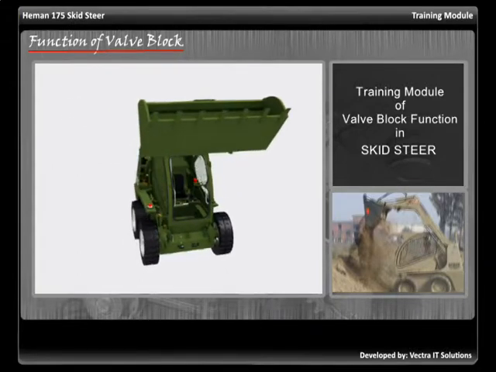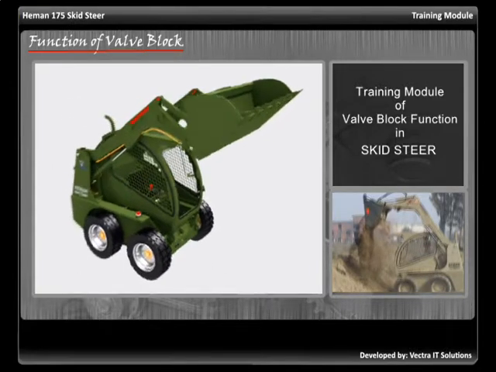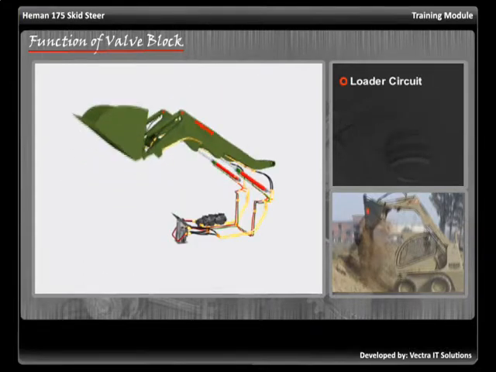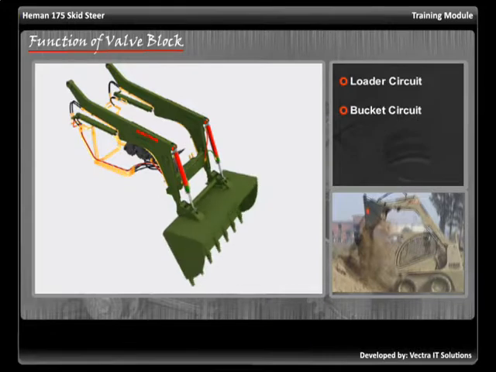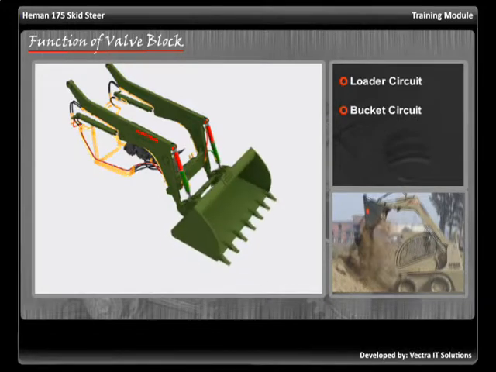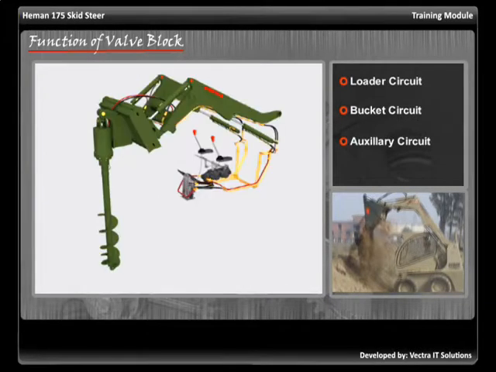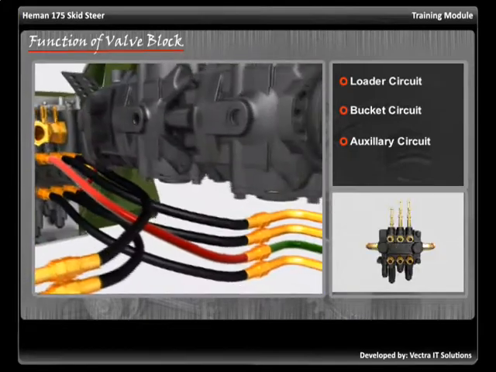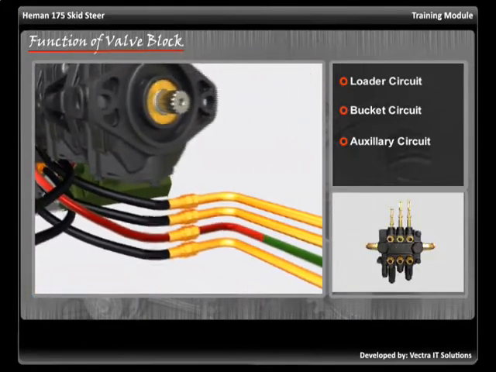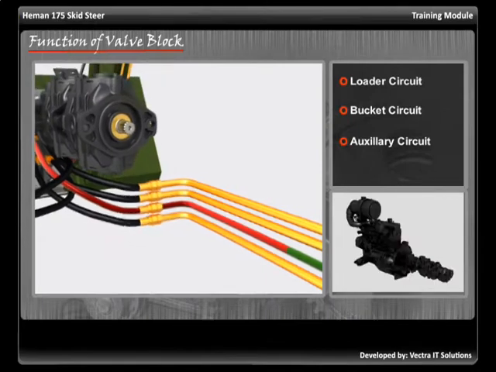There are 3 different power circuits in the skid steer. Loader circuit, bucket circuit, auxiliary circuit. The power circuits are powered by the hydraulic pump through the valve block. The hydraulic pump is powered by the engine.